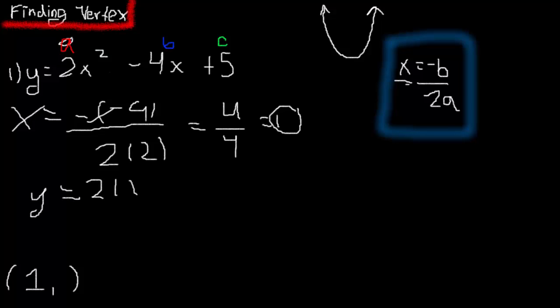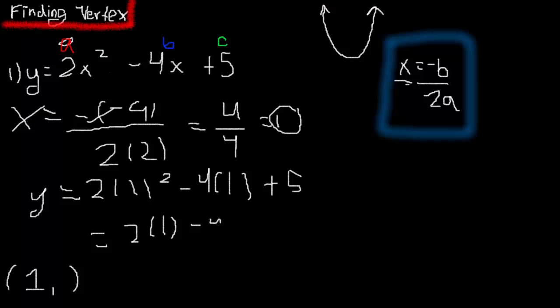Alright, so let's simplify this down. Okay, 2 minus 4 plus 5. This is going to be our y. And our final y is going to be equal to negative 2 plus 5, or 3. And so (1, 3) is the vertex of our quadratic.